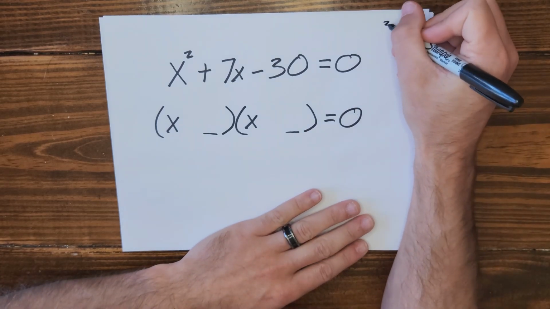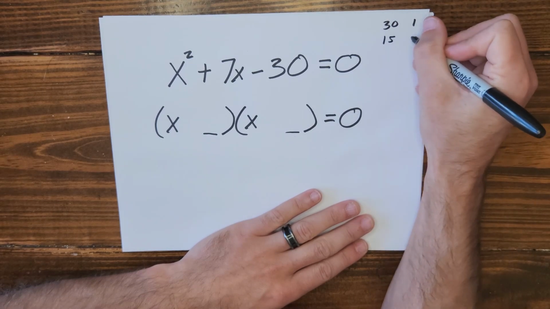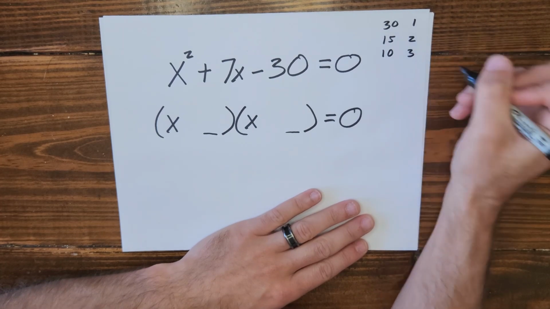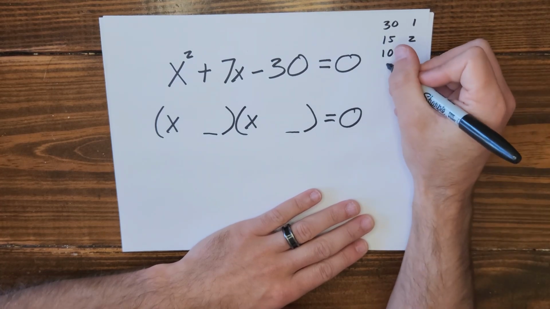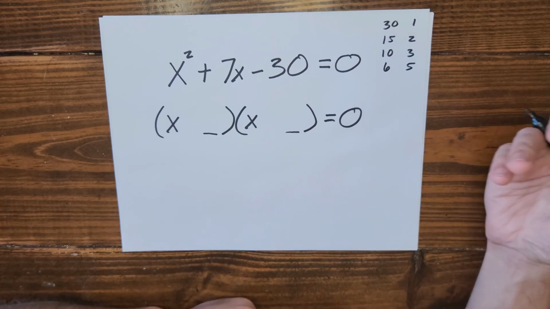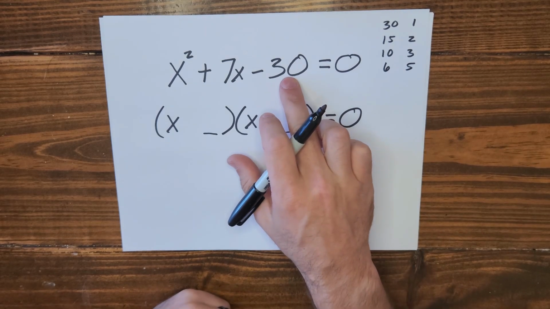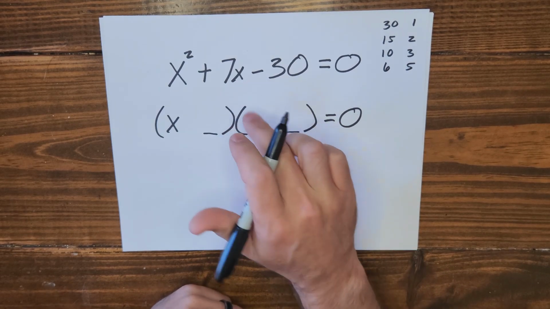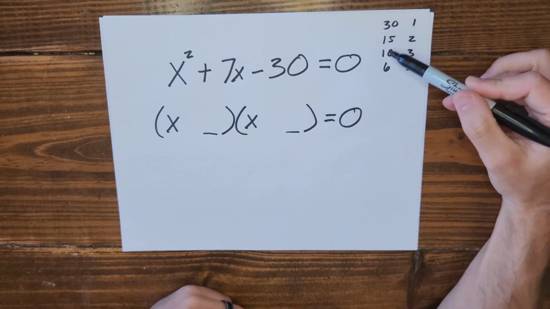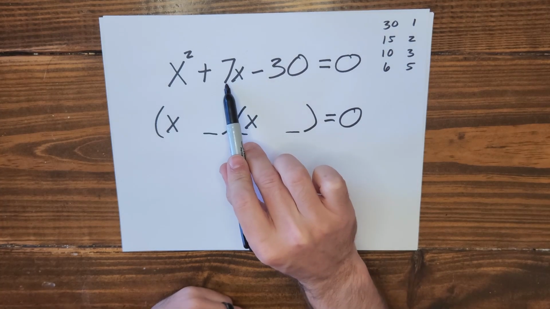All the things that multiply to get me 30 are 30 and 1, 15 and 2, 10 and 3, then we jump down to 6 and 5, and those are all the factors of 30. So what I'm looking for here are factors of 30 that do whatever this sign is. This sign says subtract, so I'm trying to look for these pairs and find out which one is going to subtract to give me 7.